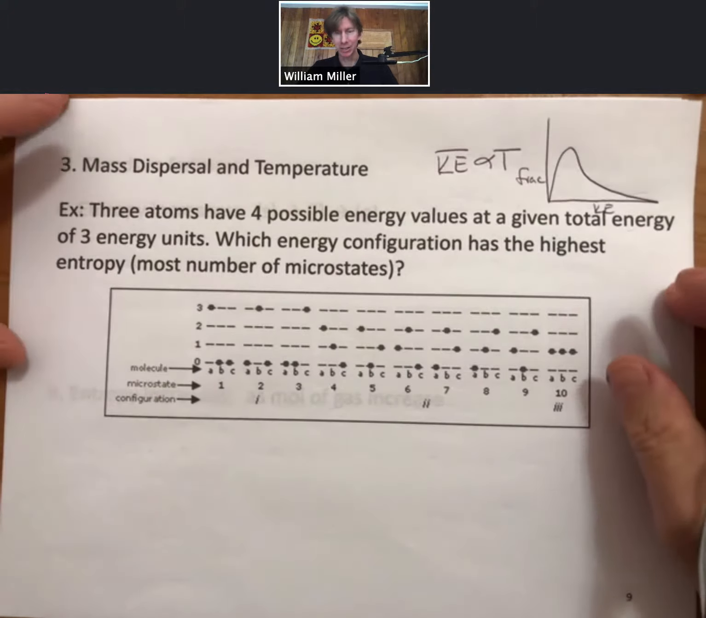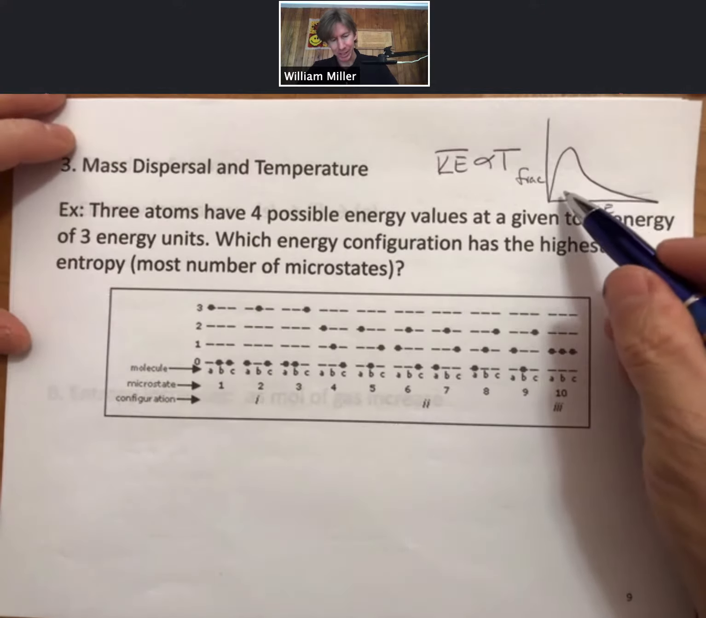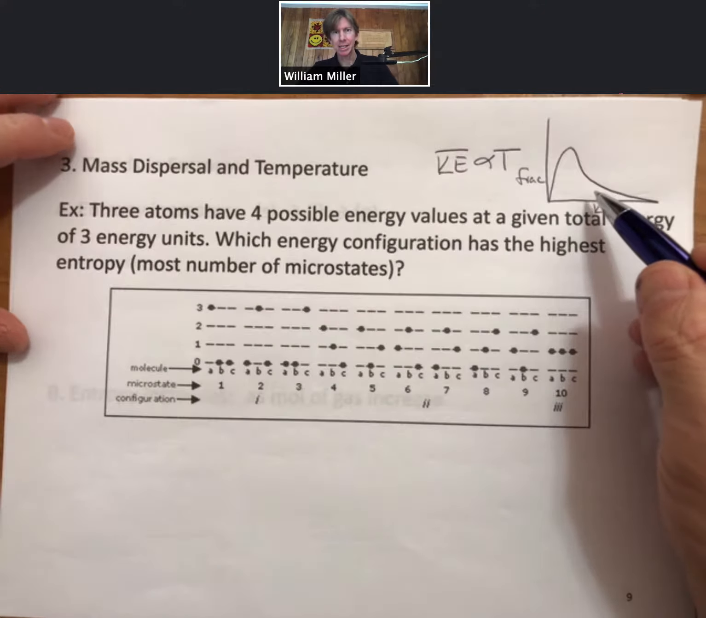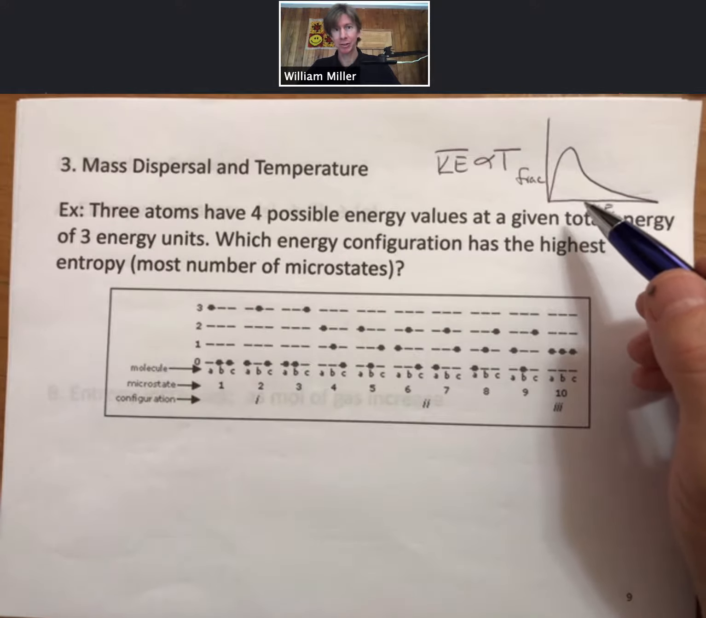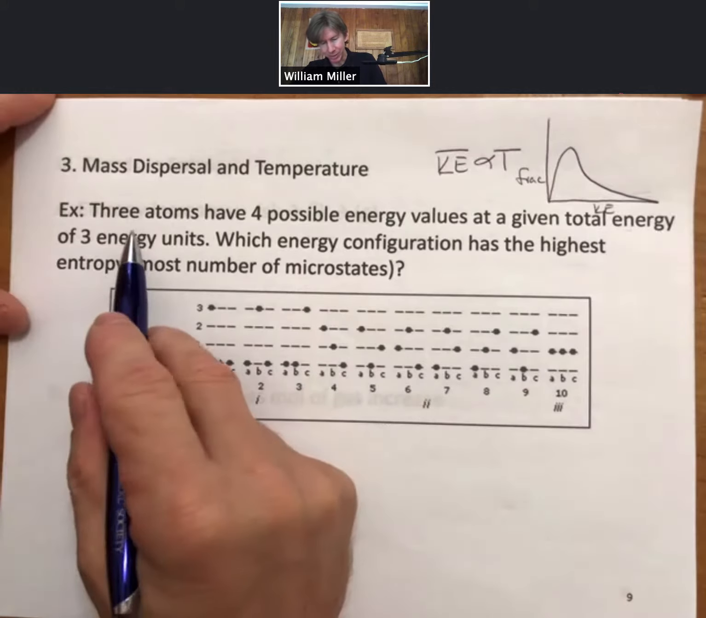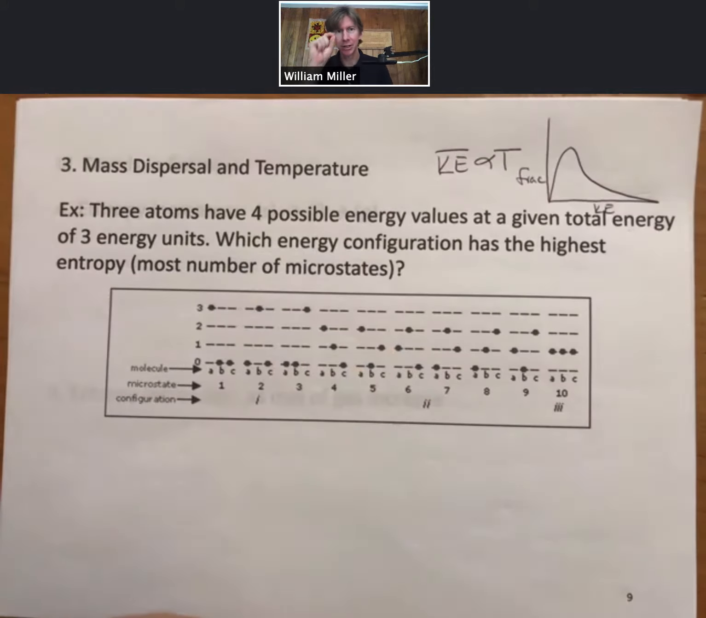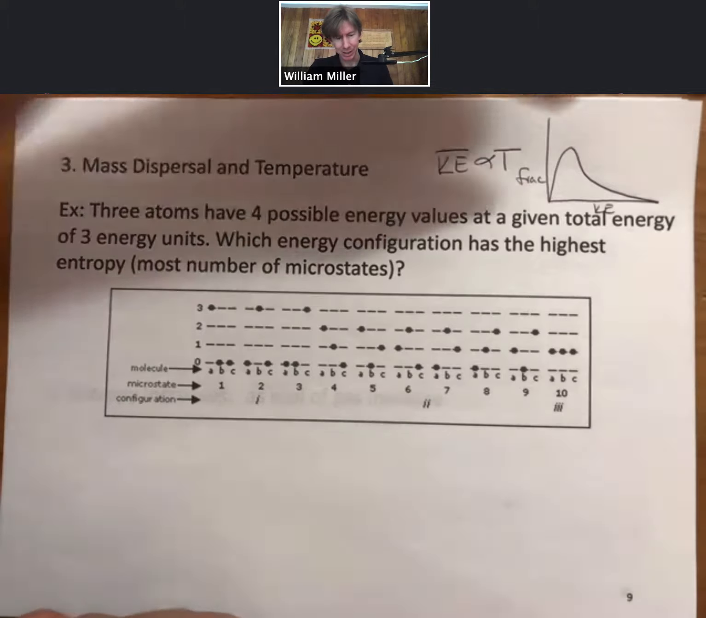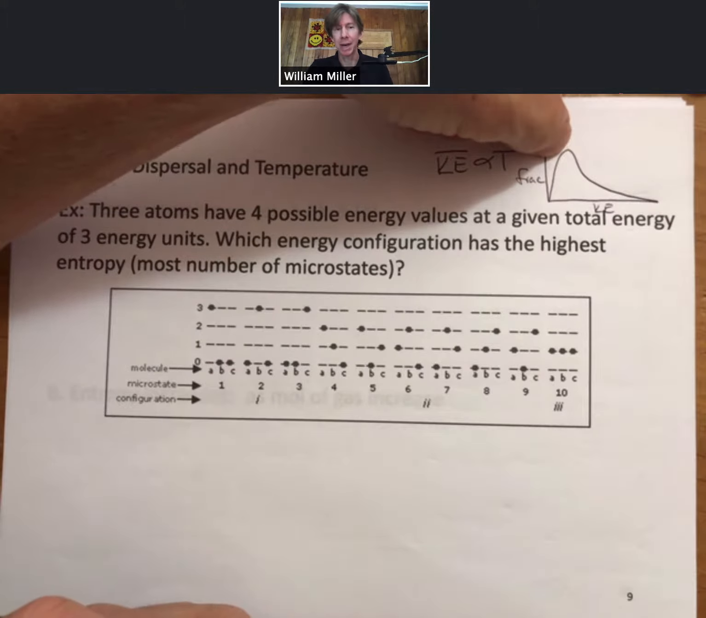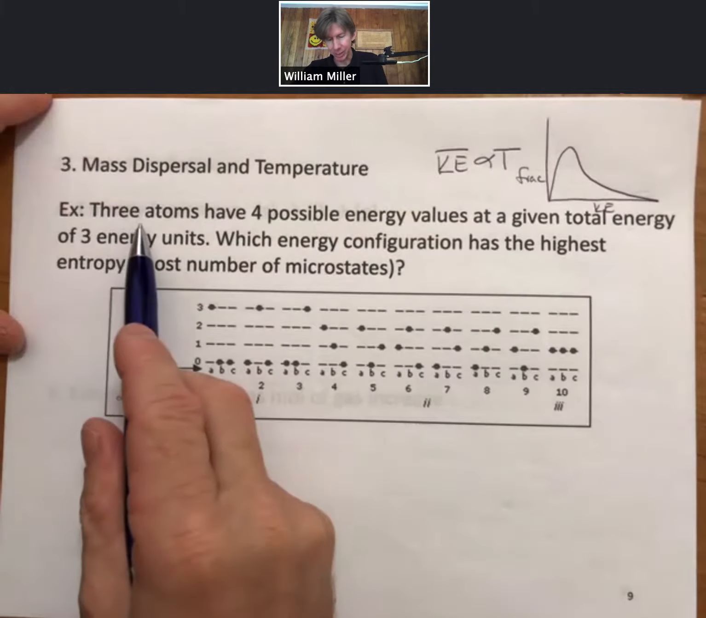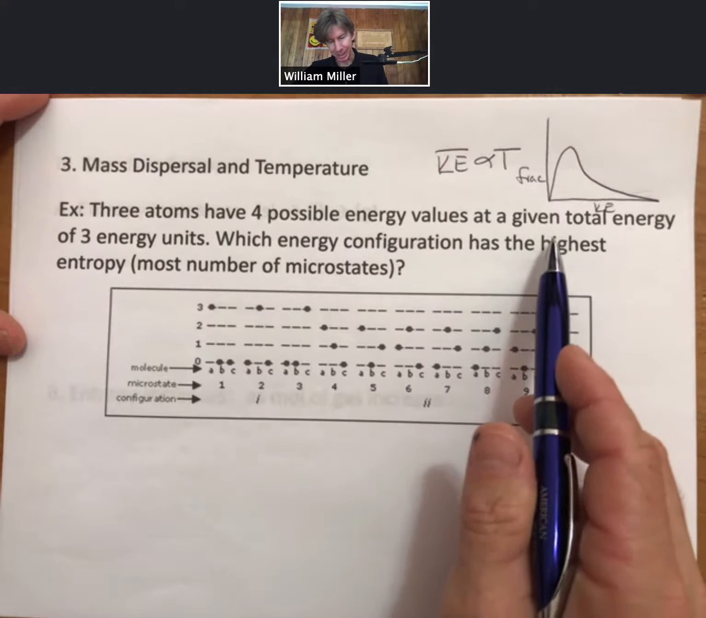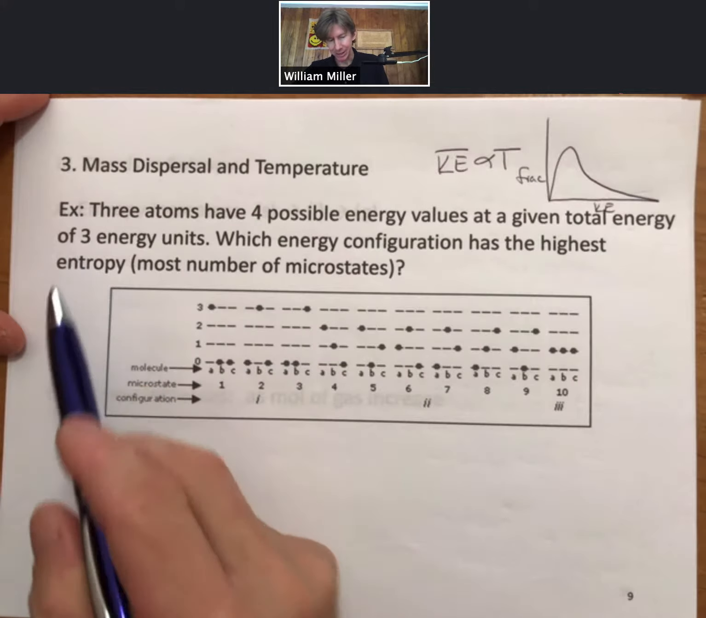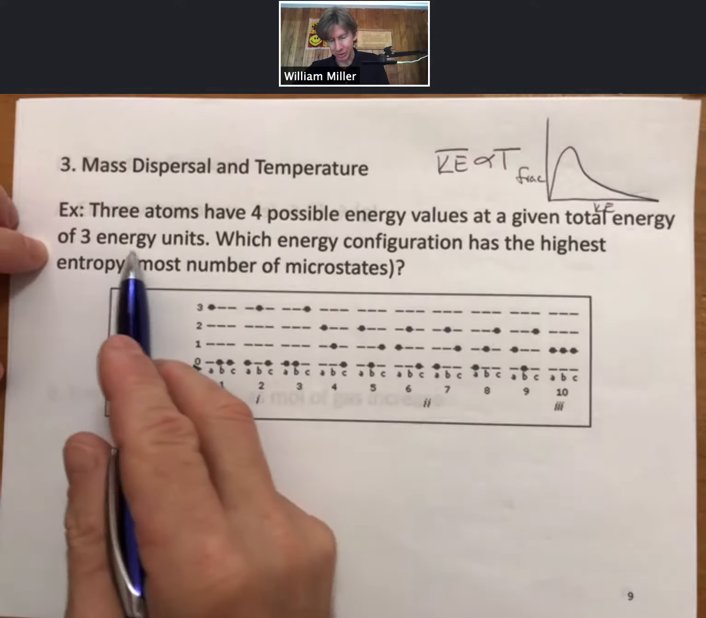Okay, now let's talk about this. Because that distribution is again about dispersing matter over energy states. Now what we've done here is we've taken a very small version of what we would call a macroscopic picture or a mole-sized picture, because we're going to have 3 atoms and they have 4 possible energy values, and we know that the total energy is 3 energy units.